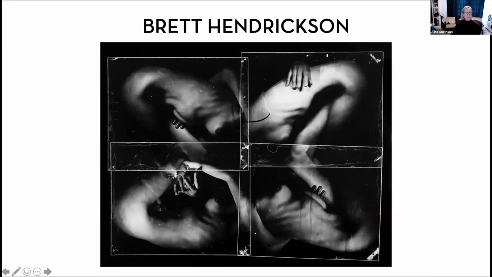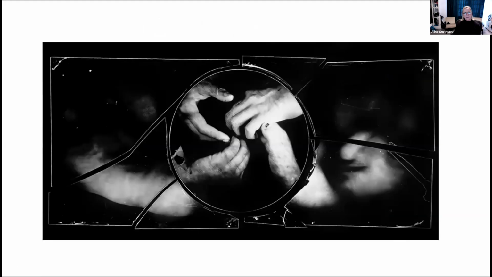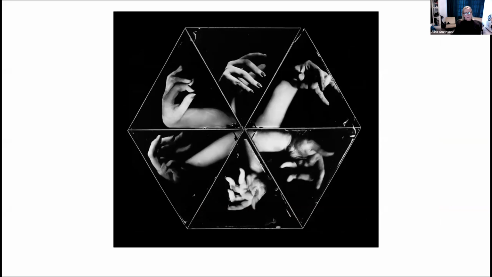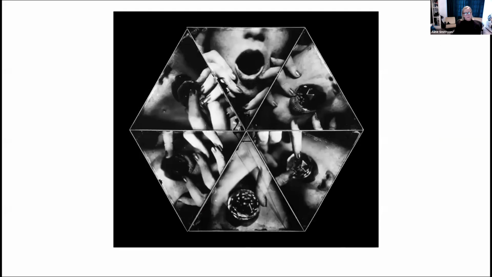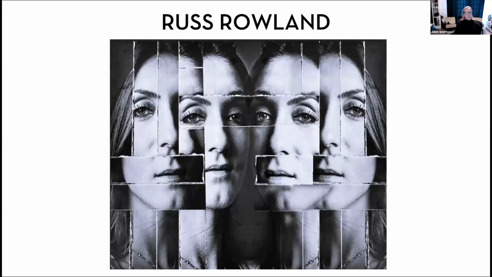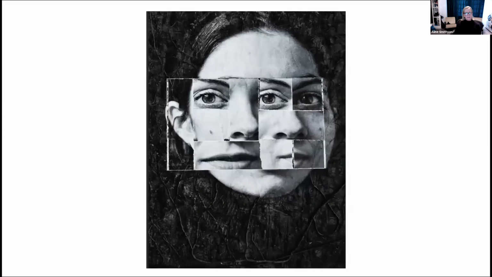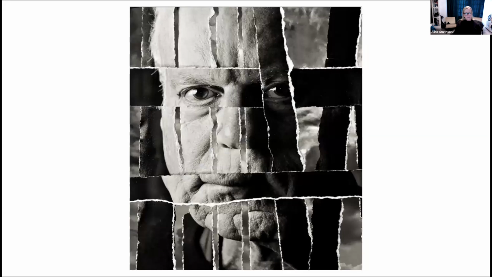Brett Hendrickson, I believe most of his work is done through scanning, but also then breaking up the image in a variety of ways and putting it back together, creating his own constructions. And then Russ Rowland is very experimental as a photographer. He rips and tears and adds and subtracts and creates a new way of considering portraiture.